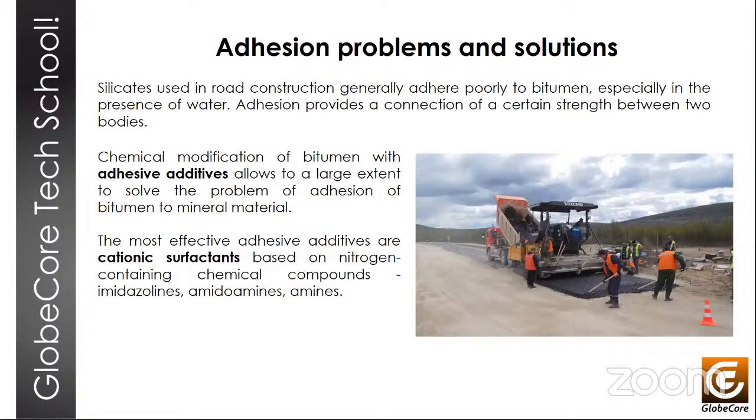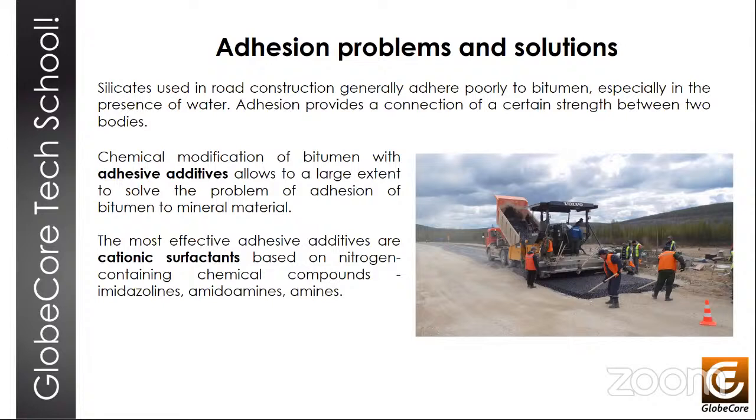Next thing we want to address is adhesion, and what happens with adhesion and how these problems can be solved. So the quality of road surfaces, the durability of these surfaces largely depend on the strength of adhesion of bituminous binders with mineral materials. A consequence of no adhesion or no strong adhesion of bitumen to the surface of the minerals is insufficient water and frost resistance, and that leads to erosion, peeling, chipping, and cracking, which of course we don't want. Adhesion is the interfacial interaction between contacting surfaces of different nature. Adhesion provides a connection of a certain strength between two bodies, two surfaces.